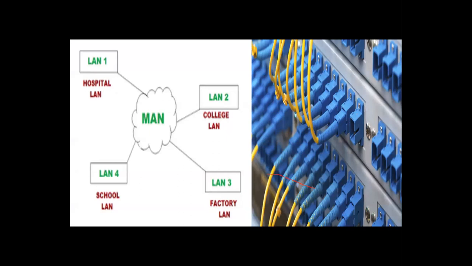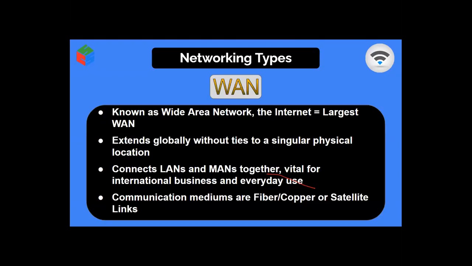And now you can see the connection mediums. And now we have WAN. This is a wide area network, and the internet is just an example of that WAN. So this actually extends globally without ties to a singular physical location because it's just so big.